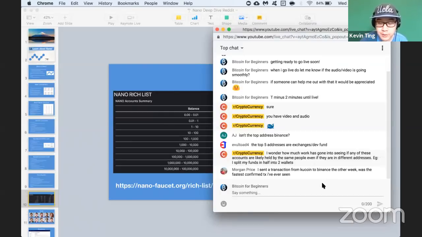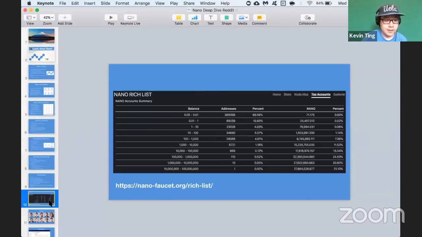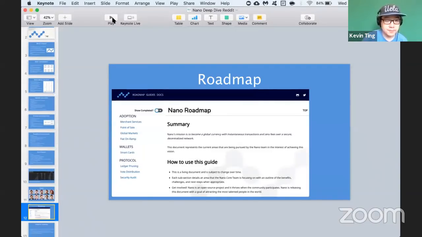KuCoin to Binance the other week was the fastest confirmed transaction ever. Yeah, Nano is super fast. Assuming there's no issues with the wallet you're using or with the exchange's implementation, then it is indeed super fast. And it's one of the main sticking points when it comes to why people love this crypto coin. Okay, let's go back to my slides.